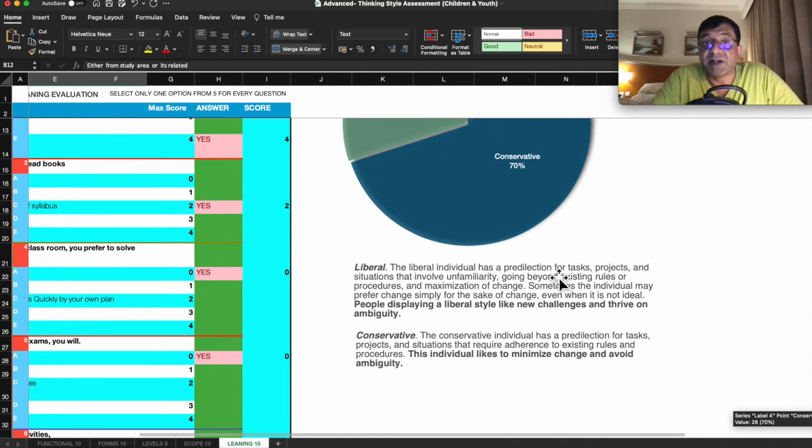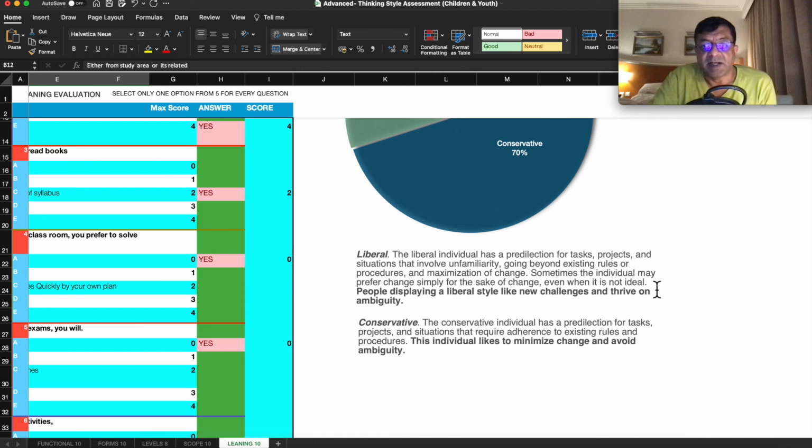Now, what does that mean in terms of tasks? A liberal mindset will like new challenges and new ambiguities, uncertainties. They thrive on uncertainties. These are the kind of people who thrive on chaos. I have a lot of chaos going around me, and now I have to pick one which works best. They thrive on that. The conservative person likes to minimize change and avoid ambiguity, just the opposite. So that's why just 2 choices.